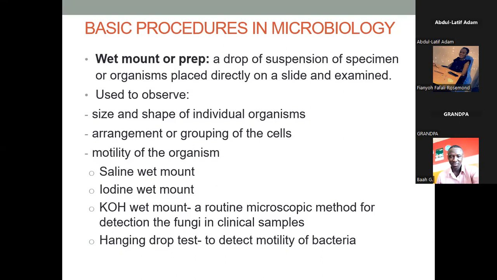So what is the hanging drop method? You remember we said that a wet mount is just a preparation or a suspension of the specimen or the organism, to which you apply a cover slip. Now, if you have bacteria, bacteria is a microorganism, a small organism. Therefore, it can easily be influenced by what we call Brownian motion. I'm sure all of us have an idea about Brownian motion from SSS level.